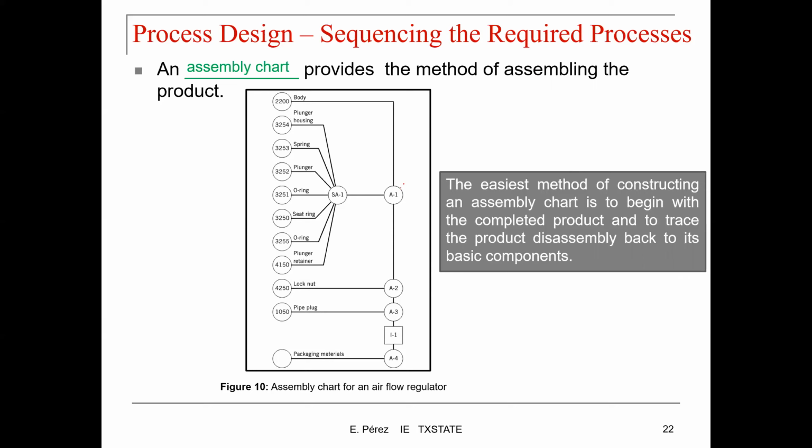These circles are representing the assemblies. So A is for assemble, and then subassemble, SA, and then these are circles. Then we have square. This is representing an inspection.